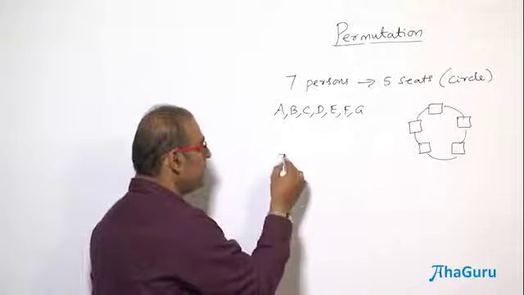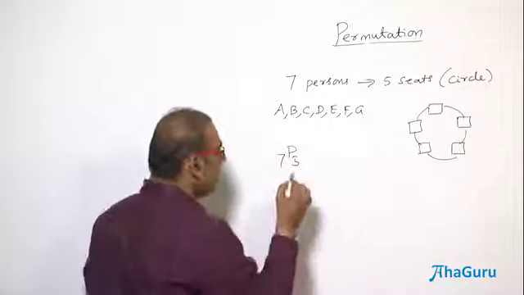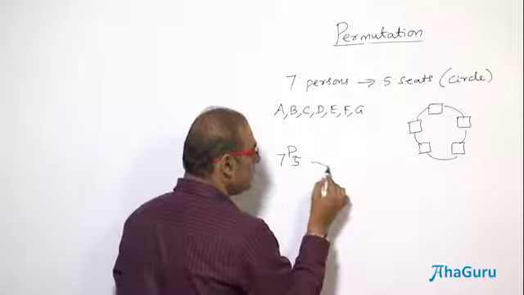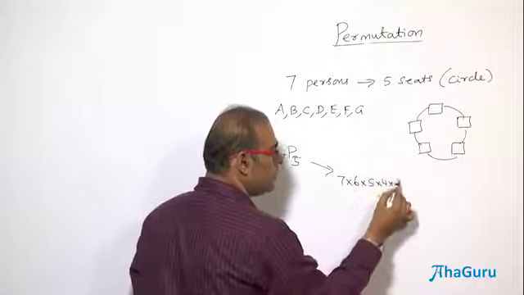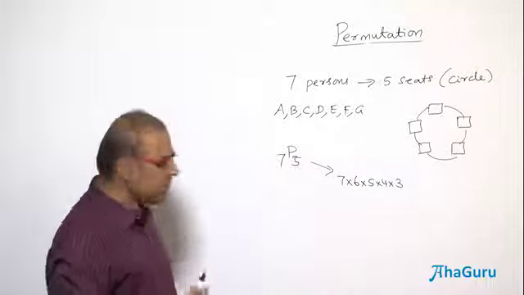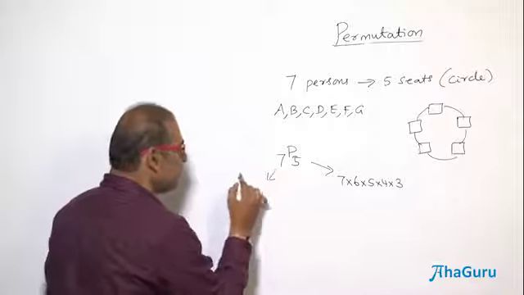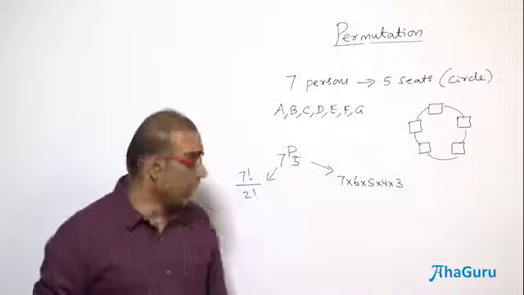That's going to be 7p5. Or it is same as what? 7 into 6 into 5 into 4 into 3. That only you write as 7p5. Which is same as if you write with the formula, it is going to be 7 factorial divided by 2 factorial. And how did you get this?